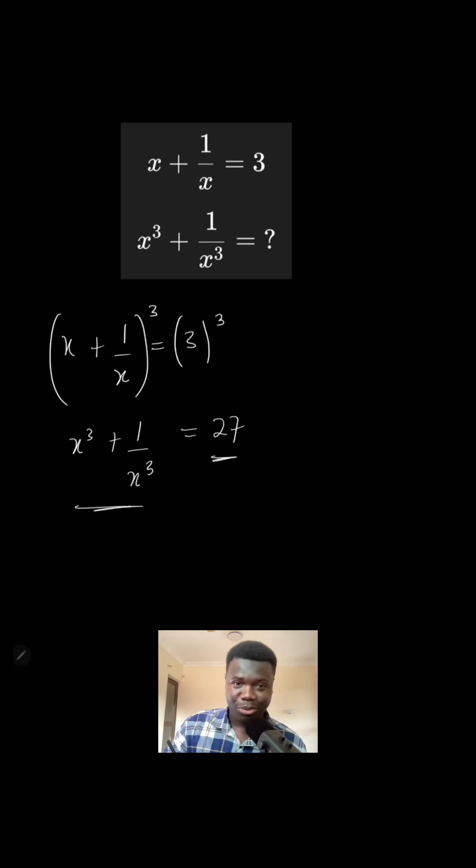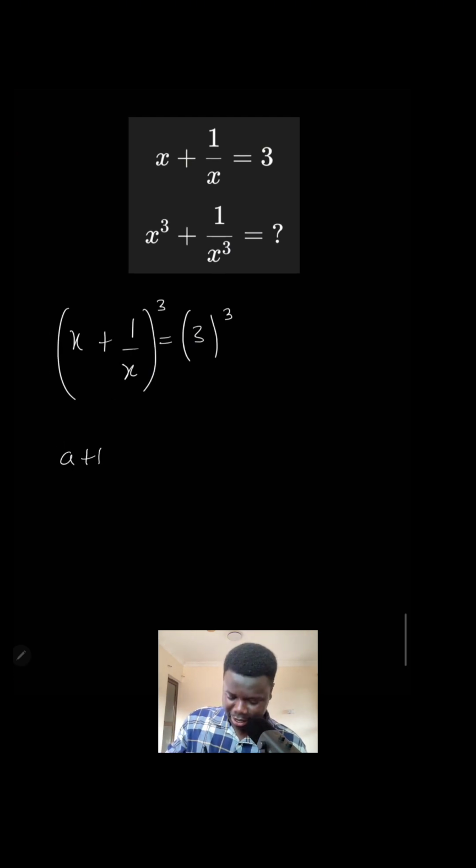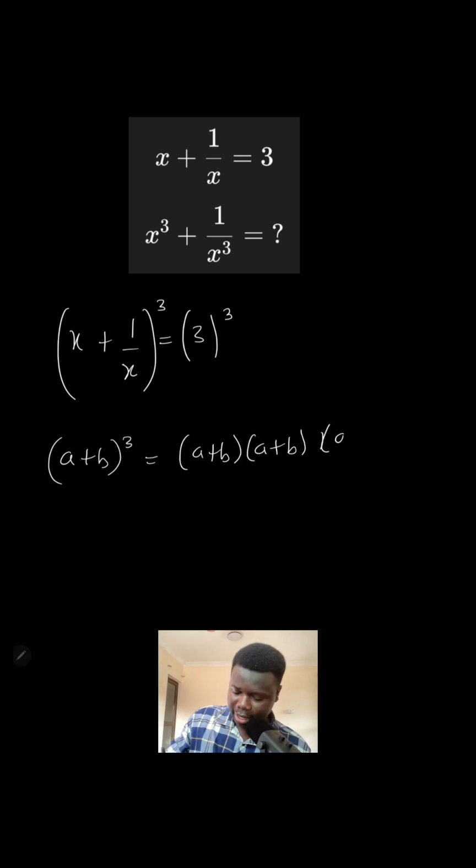No, that is wrong. That is a trap. Most people think when you cube this, you're going to get this, but that is wrong. Let me show you the correct one. This is kind of like having (a plus b) cubed, which is equal to (a plus b) and then (a plus b). So you have (a plus b) times (a plus b) times (a plus b), which is going to be a long multiplication. But lucky for us, there is an identity.